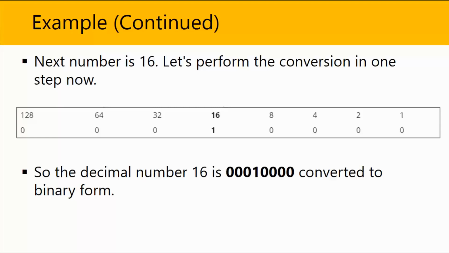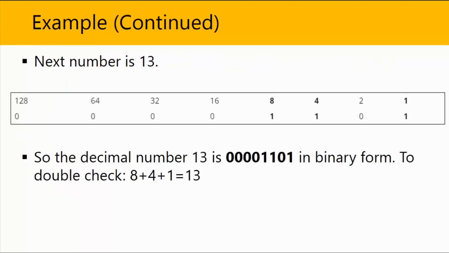So the decimal number of 16 is 000100000 converted to its binary form. And the last octet number is 13. So you're going to do the same steps again. Start from left to right, and you'll see that we only get 1s under 8, 4 and 1.